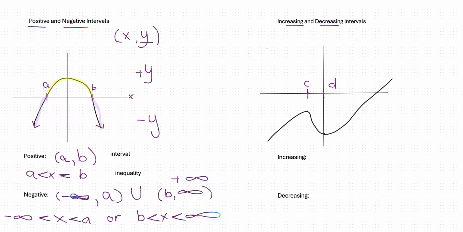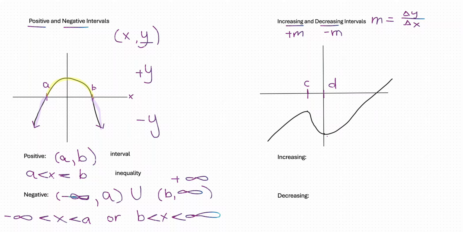So when we're looking at increasing and decreasing intervals, we're looking at the slope of our graph. Remember, slope is denoted as m, which is the rise over the run, or the change in y over the change in x of the points of a function. Now, we have to take note of whether the slope is positive or negative. If a slope is positive, then it's an increasing interval. If the slope is negative, then it is decreasing.